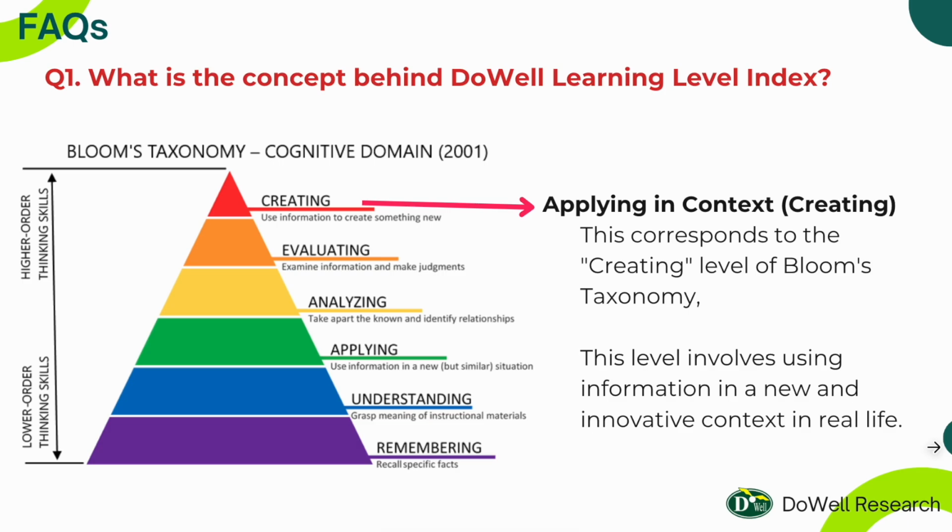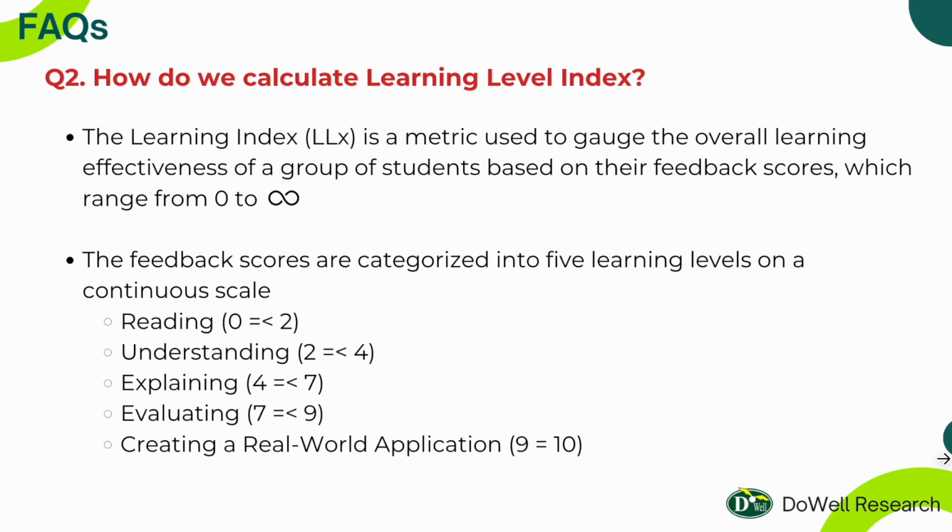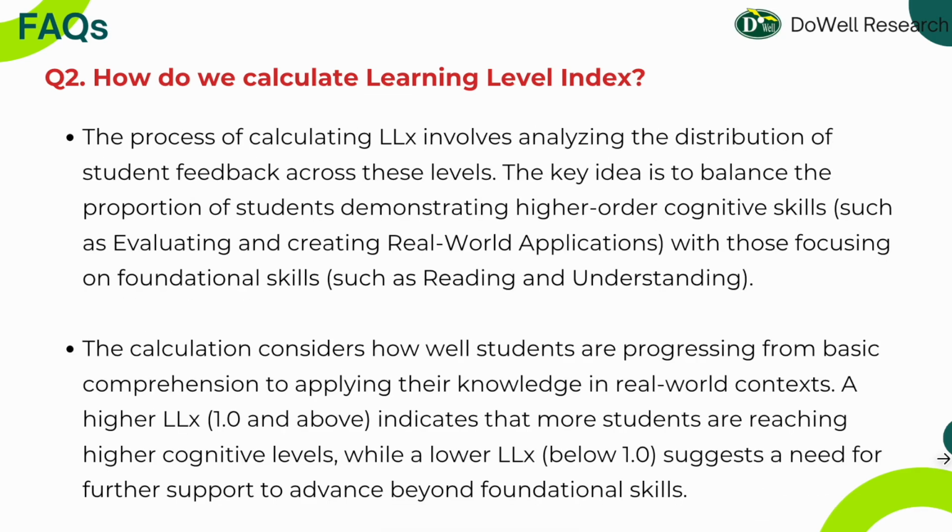in real life. Another question we always face is, how do we calculate the learning level index? The learning level index is a metric used to gauge the overall learning effectiveness that varies from 0 to infinity. Our scale is divided into reading, understanding, explaining, evaluating, and creating. How do we calculate the learning level index? This process involves analyzing the distribution of students' feedback across these levels.